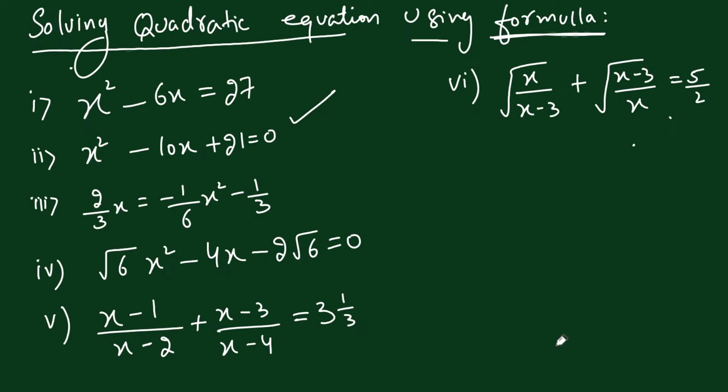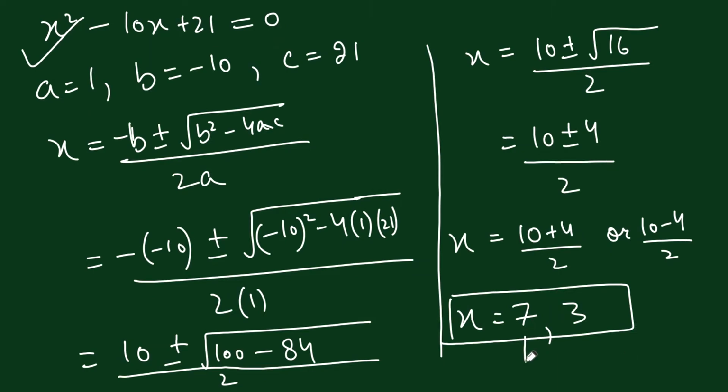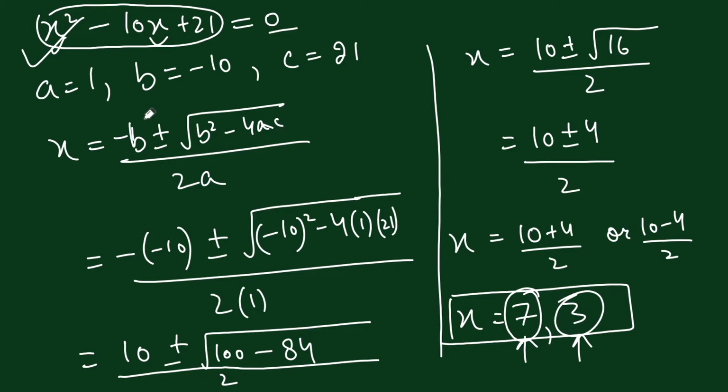If you want to check whether these values came correct or not, what you do one by one. For example, take 7, substitute here in this x, and then calculate. LHS should come equal to RHS, it's 0. Same thing you can try with 3 also. In place of x square you can write 3 square minus 10 into 3 plus 21. Answer has to come 0. That will verify that your value is correct.